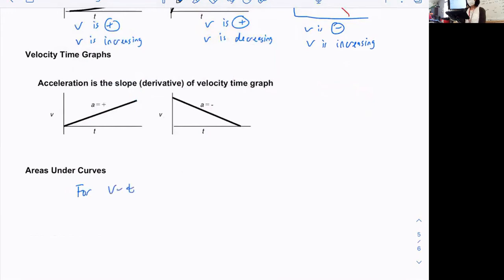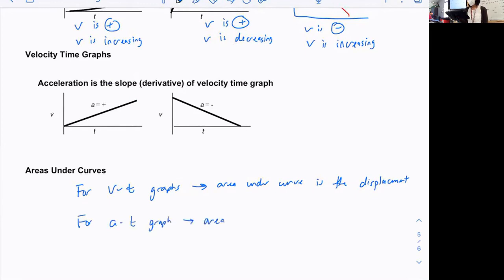For velocity time graphs, area under the curve is the displacement. And even though we don't often graph them, for an acceleration time graph, the area under the curve shows the change in velocity.